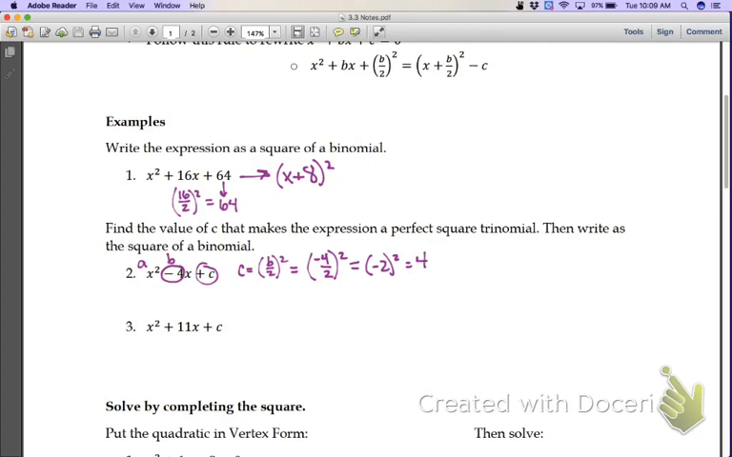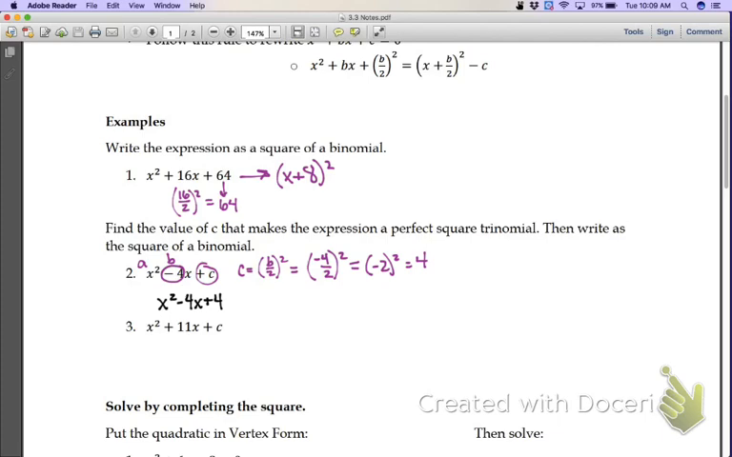So if we're going to write this, the first thing it says is to do two things. First, find the value of c that makes the expression a perfect square trinomial. Boom, we did that right here with 4. Then it says write the square of a binomial. So you can do one of two things. We could rewrite this as x squared minus 4x plus 4.